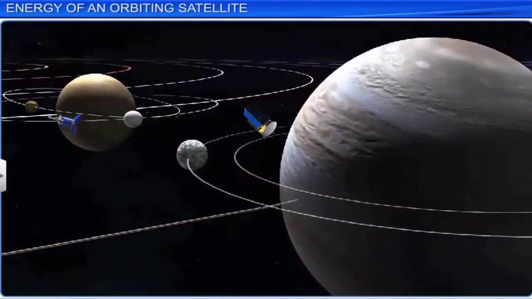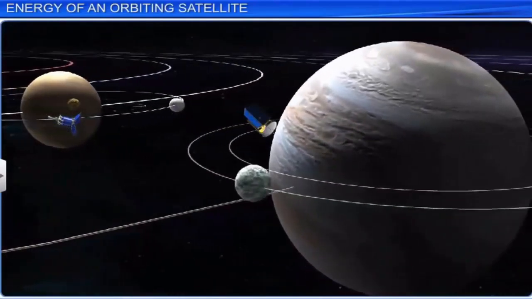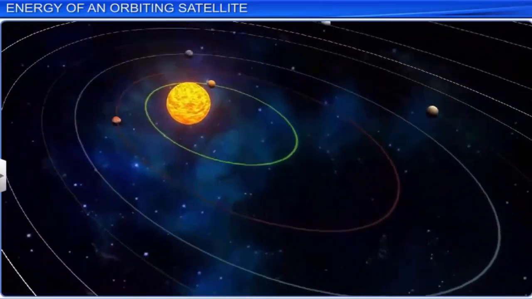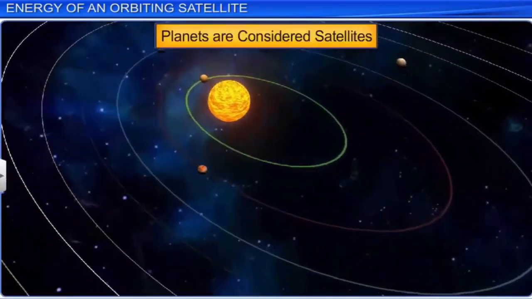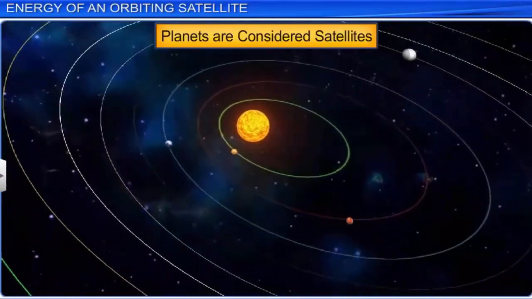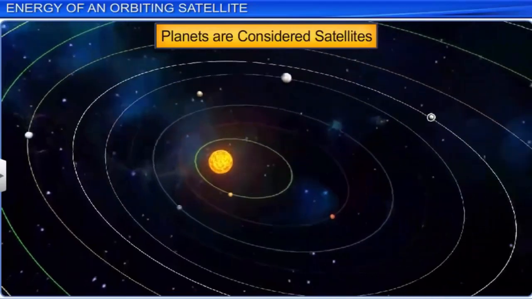Satellites are celestial objects that revolve around planets. As planets themselves revolve around the Sun, they too are considered satellites. Thus, Kepler's laws of motion are applicable to satellites too.